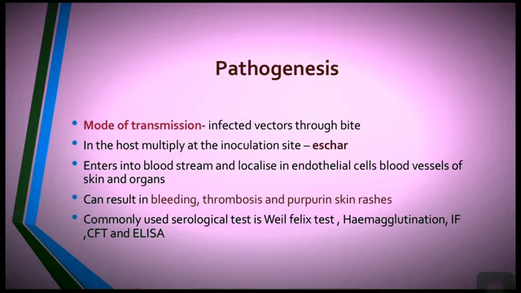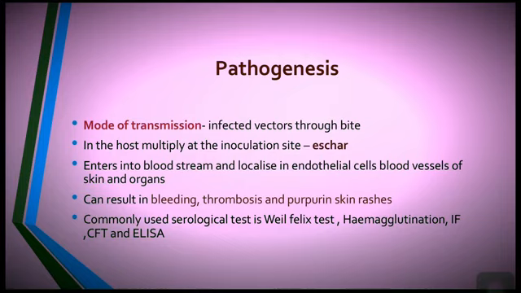Moving to the pathogenesis, the bacteria are transmitted to human beings by means of infected arthropod vectors through a bite. Arthropod here serves as the primary host and human beings are the secondary host. The organism multiplies in the body of the vector. Upon the bite, these organisms enter the host and multiply at the inoculation site.